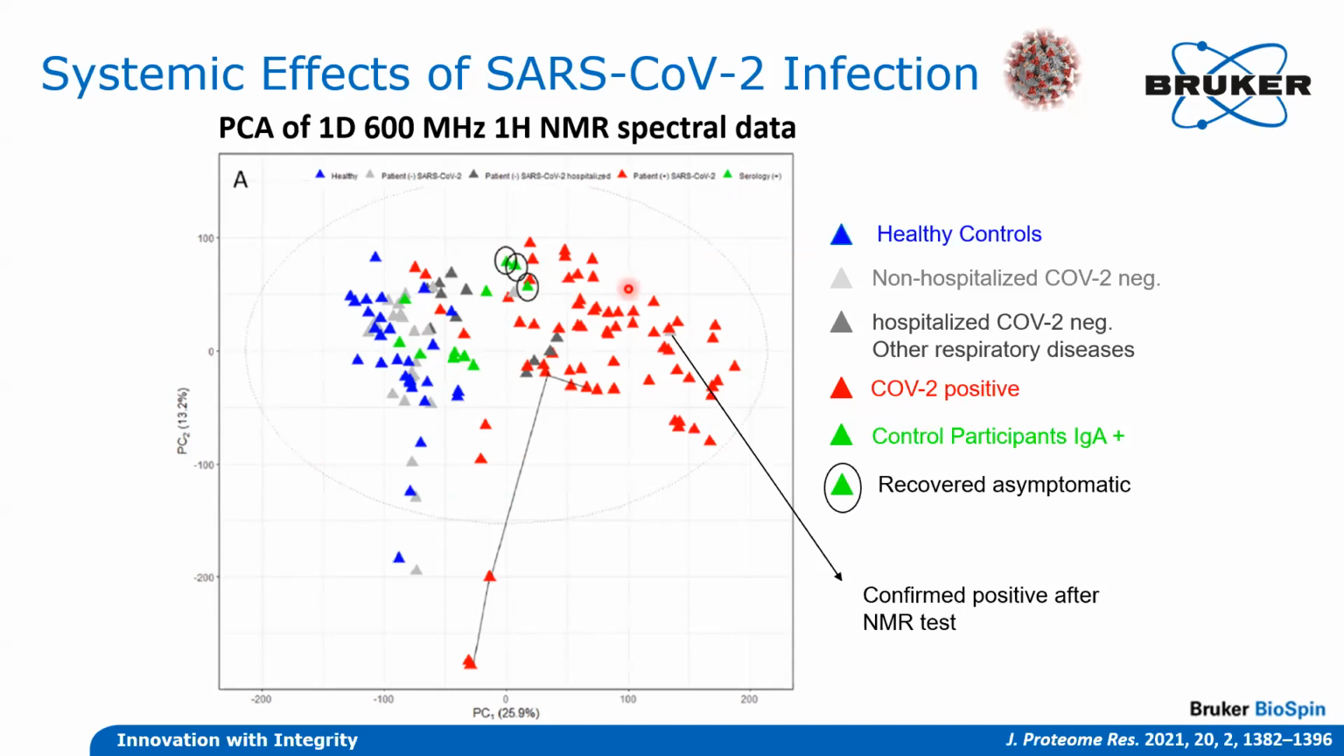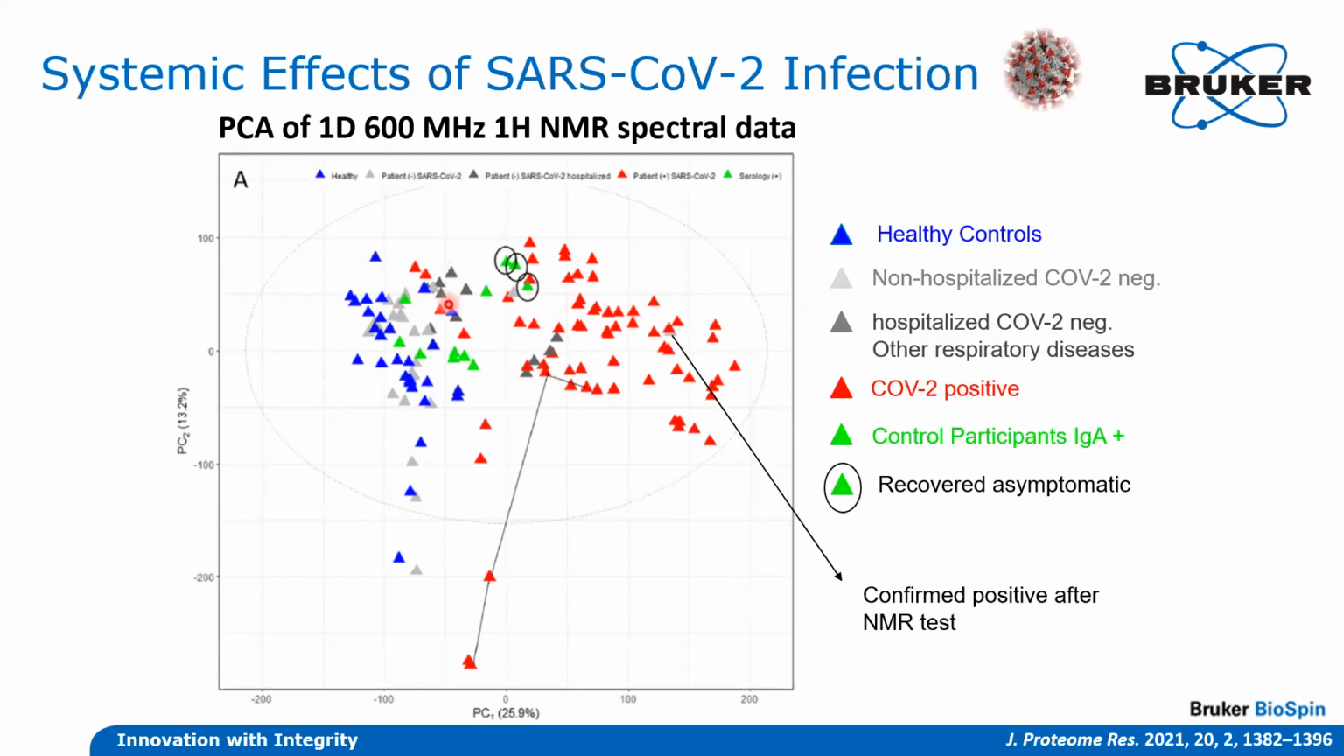Then the patients who tested negative for SARS-CoV-2 were mainly non-hospitalized. This is the light gray color. They are non-hospitalized, from the COVID negative result, and tend to cluster with the healthy group because they are healthy. While the patients hospitalized for other respiratory conditions are highlighted in dark gray. So this is other than COVID. Some of them fall in the patients group, and some of them are in between.